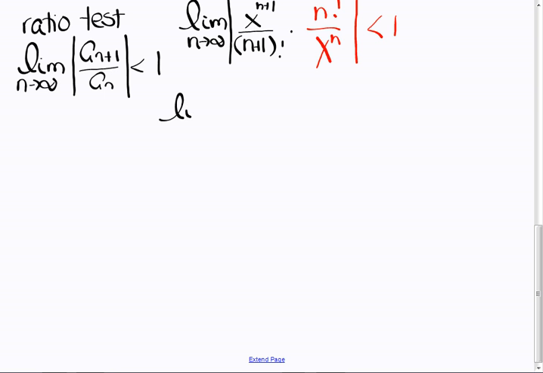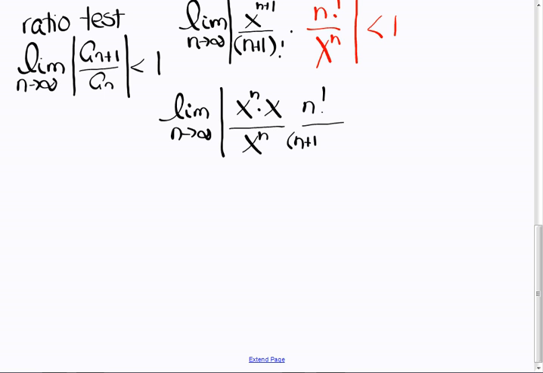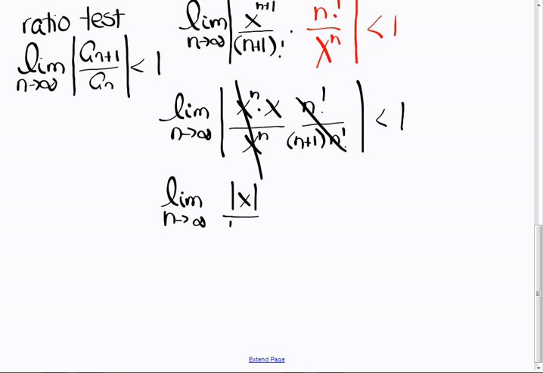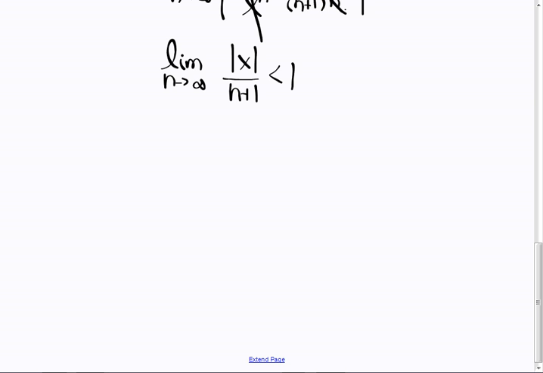So this is the limit as n goes to infinity. I like to write this as x to the n times x over n factorial, and x to the n I'm going to put over here. And n plus 1 factorial is n plus 1 times n factorial, less than 1. These cancel. Let's see, those cancel, and I get the limit as n goes to infinity of the absolute value of x over n plus 1 less than 1. What is that limit? That's 0. No matter what you put in for x, this is always 0.